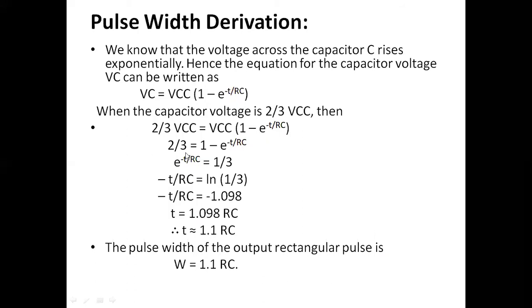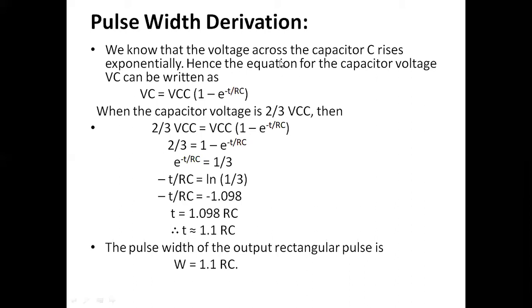So next, pulse width derivation. In order to derive the pulse width of the output waveform of the monostable multivibrator, we know the voltage across the capacitor C rises exponentially. Hence, the equation for the capacitor voltage is given by Vc is equal to Vcc into 1 minus e power minus t by RC. Already we know this fundamental equation to find the capacitor voltage.